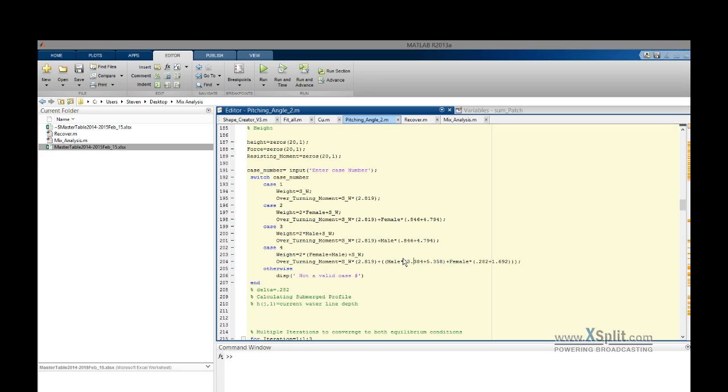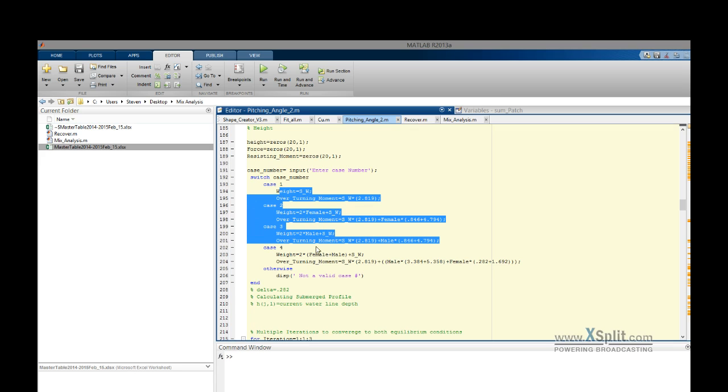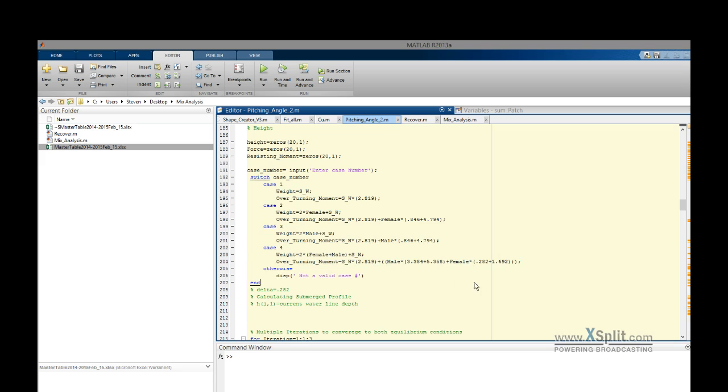So maybe you can keep these ones like this and only work on the load case with 4 people, because that's going to be the critical case. I don't even know why we do this one.